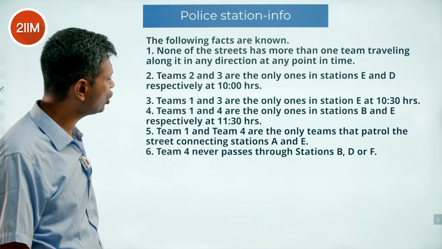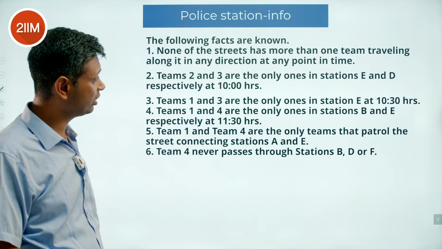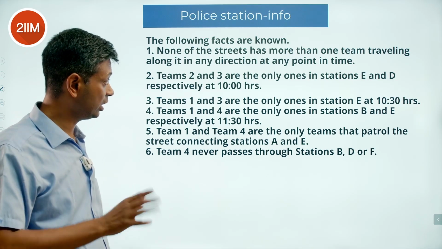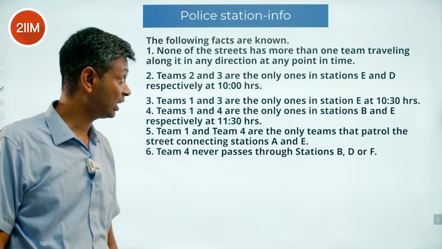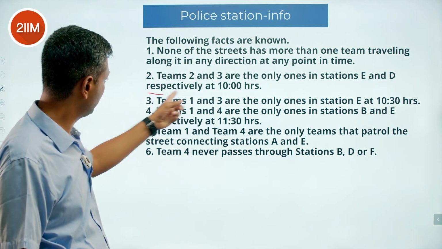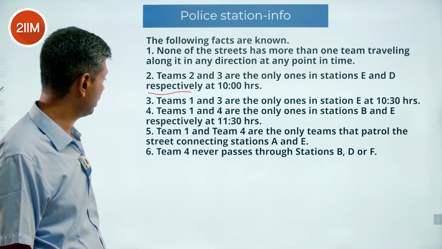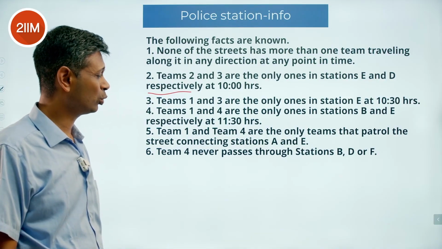Teams 2 and 3 are the only ones in stations E and D at 10 o'clock. Teams 1 and 3 are the only ones in station E at 10:30. Both of them at station E at 10:30. 1 and 4 are the only ones in B and D respectively at 11:30. Team 1 and Team 4 are the only teams that patrol the street connecting stations A and D. Team 4 never passes through B, D or F.